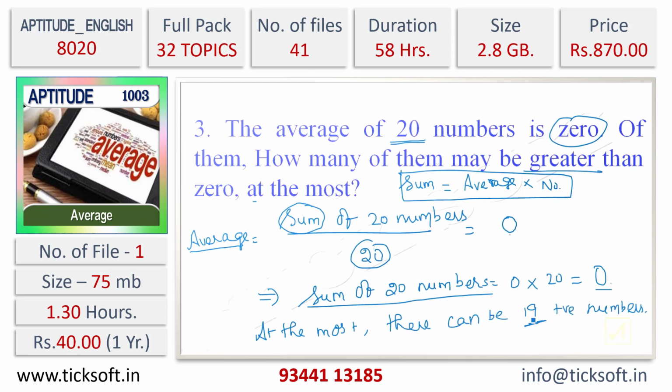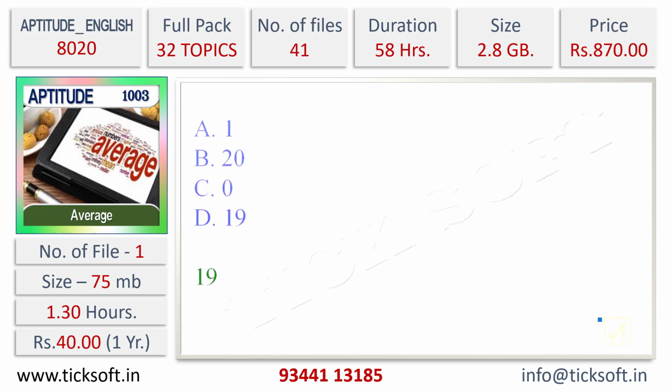Why is this 19? Because if we take these 19 numbers, that is, if we take the sum of these 19 numbers as x, then if we take the 20th number as minus x, then x minus x will be equal to 0. So therefore at the most 19 positive numbers can be there. So hence out of these four options, option D, 19, is the required answer.